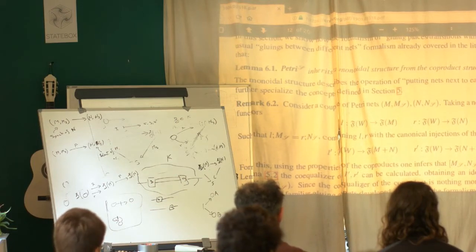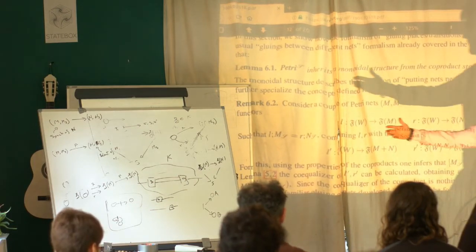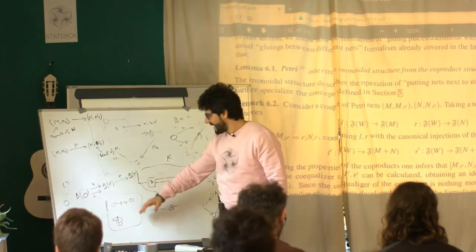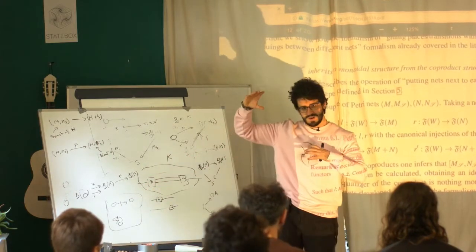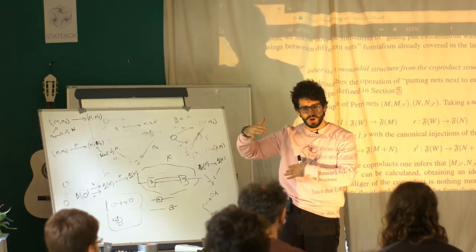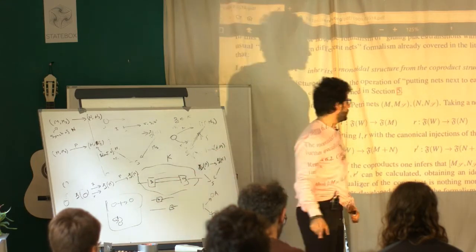You see that now I can imprint things of different nets by first composing the nets and considering them as one, and then performing the gluing.